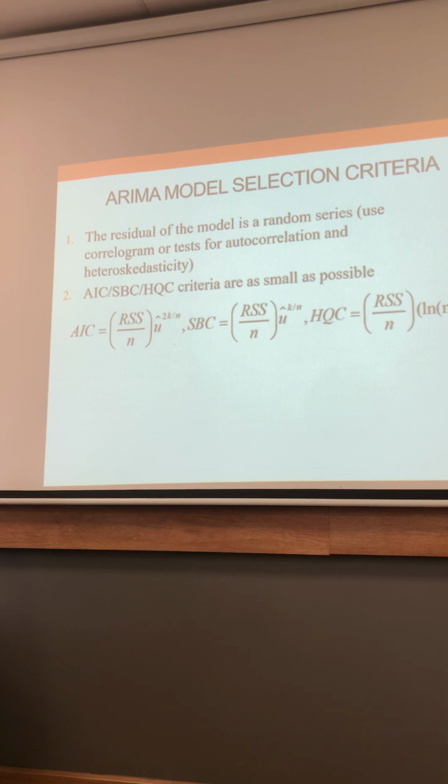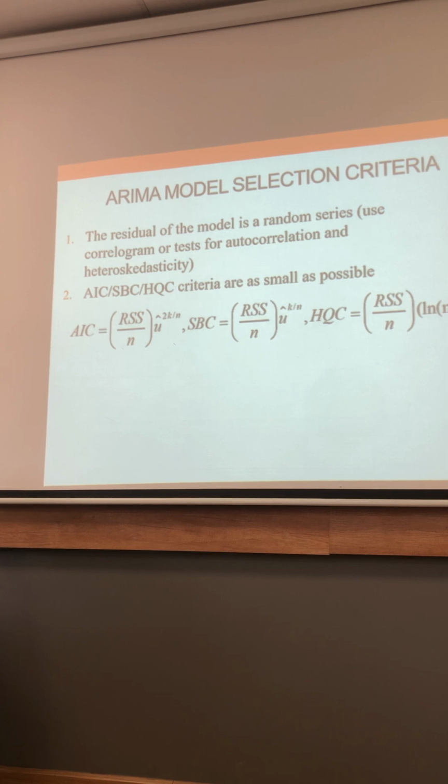Now, the first and most important criterion is that the residuals of the model must be a random series. Okay, you can look at the correlogram of the residuals of the model. So if all the autocorrelation coefficients and the partial autocorrelation coefficients are within the significant boundaries, then you can be confident that the residual is a random series. Or you may want to test for autocorrelation. You may use some diagnostic tests for autocorrelation and heteroscedasticity to check for the randomness of the series.